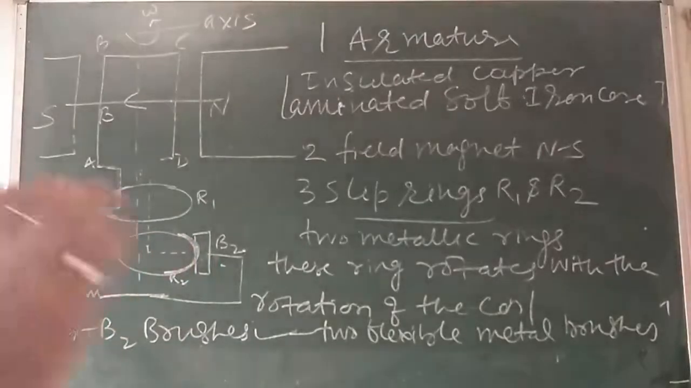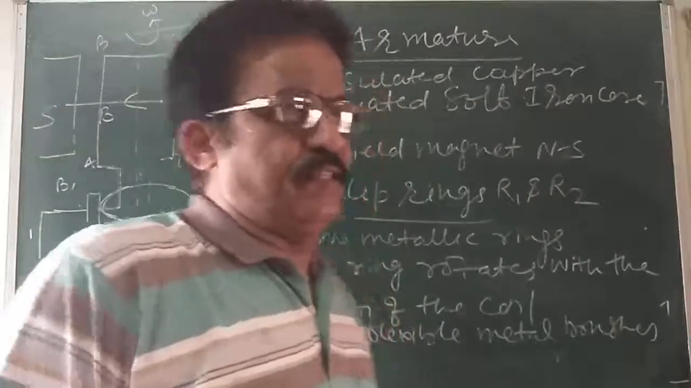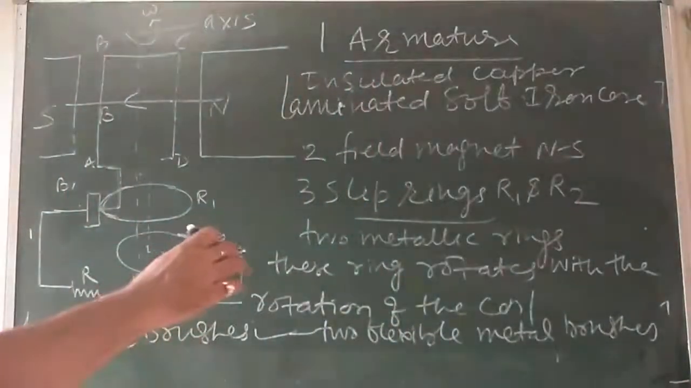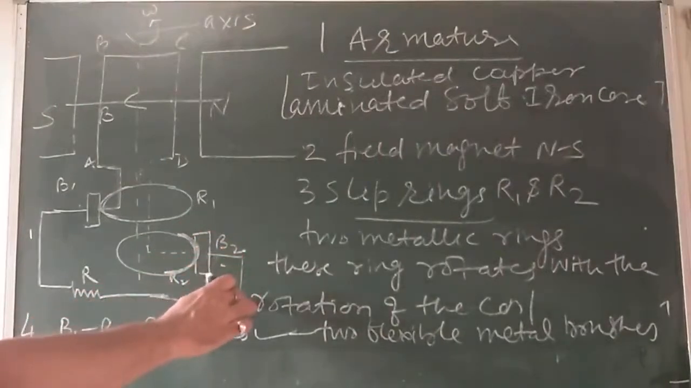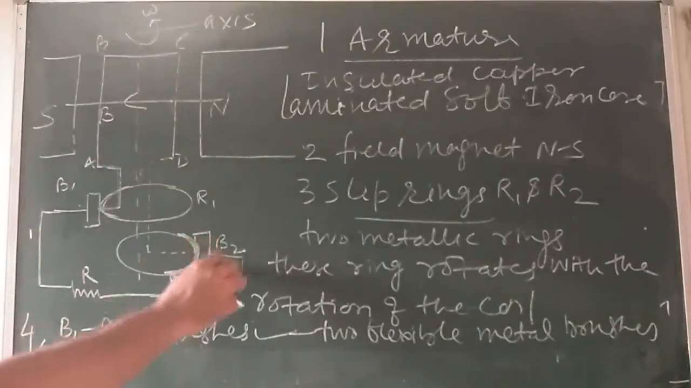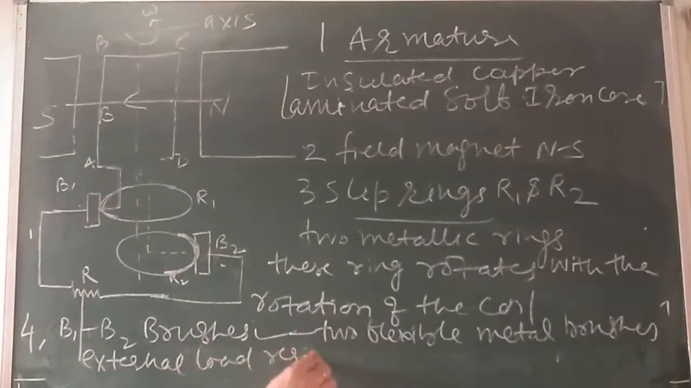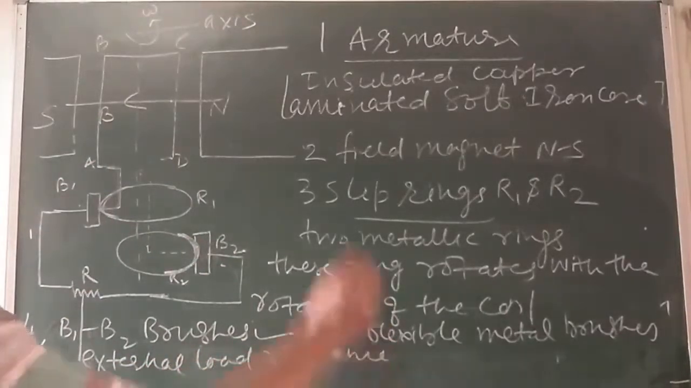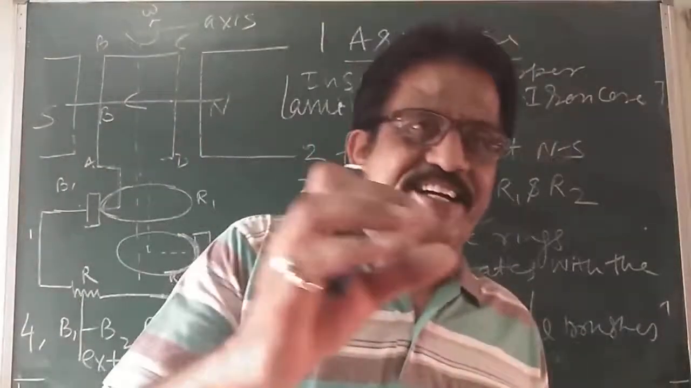What is the purpose of the brushes here? The brushes are in contact with the slip rings. So I can say the purpose of the brushes is to pass on current from the armature coil to the external load resistance. This is the external load resistance. Is it clear? So this is the construction of the AC generator.